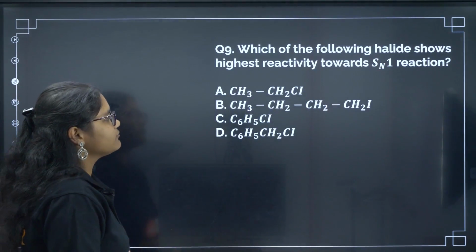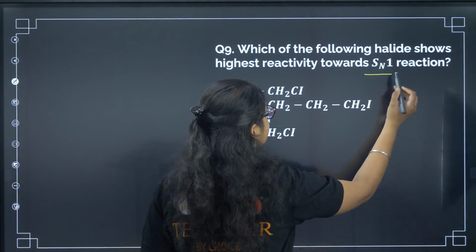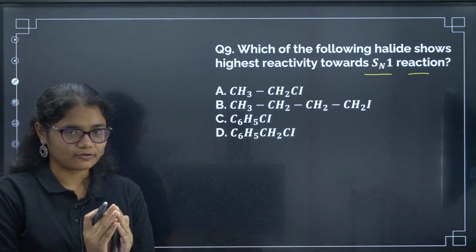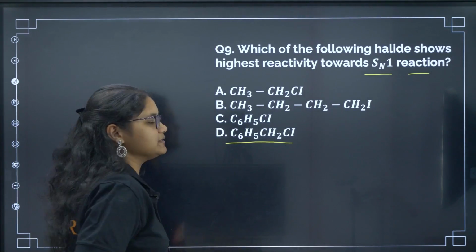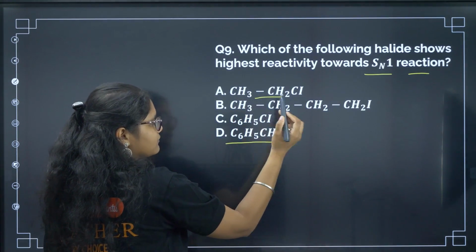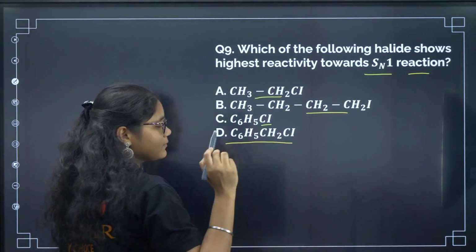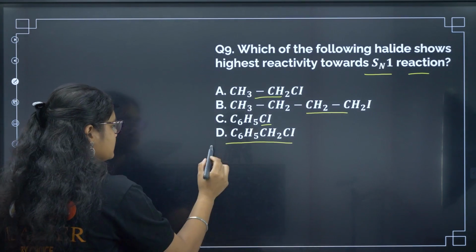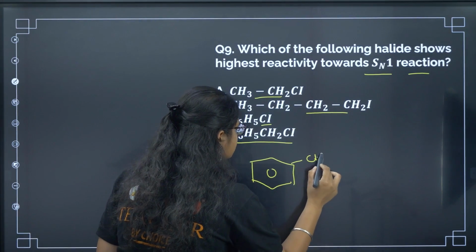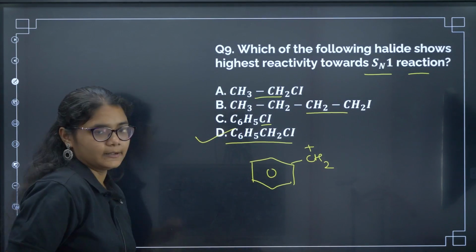Next question, which of the following halides shows the highest reactivity for SN1 reaction? So SN1, we know, is basically based on the stability of the carbocation. Here you can see one benzyl carbocation will form. Here the carbocation is stabilized by inductive effect. Here also inductive effect. Here the carbocation is unstable. But here this is a benzyl carbocation stabilized by resonance. So the correct answer for this question will be option number D.